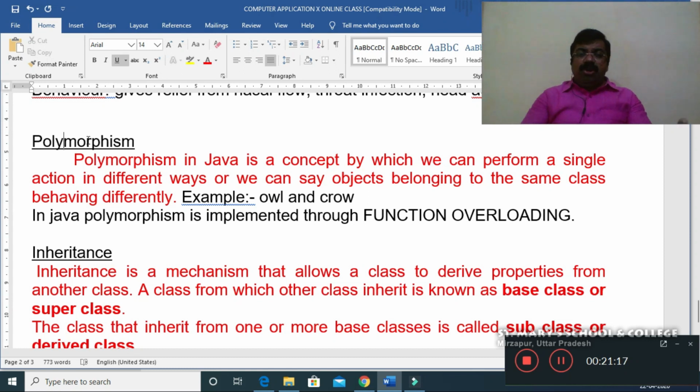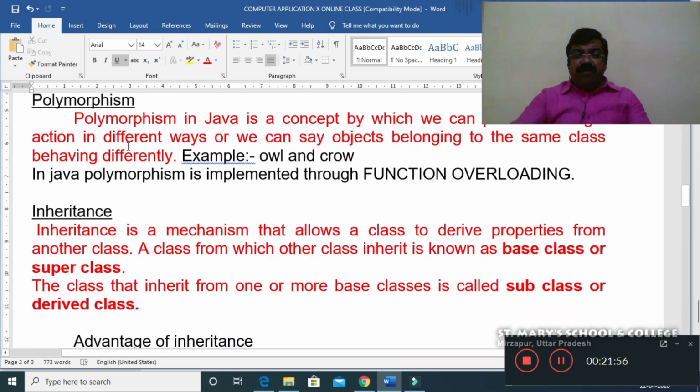Next concept is inheritance. What is inheritance? Inheritance is a mechanism that allows a class to derive the properties from another class. One class is deriving the properties from another class. A class from which another class is inherited is known as the base class or the superclass. The class that inherits from another class is known as the subclass.